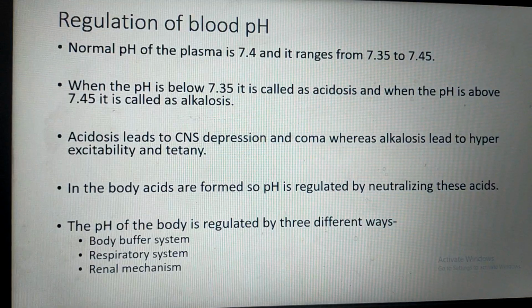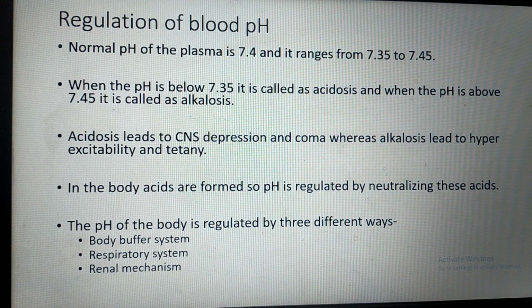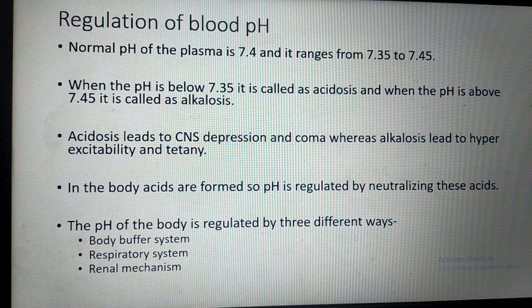each of these. First, you should know the normal pH of blood or plasma is 7.4. It ranges from 7.35 to 7.45. When the pH falls below 7.35, it is called acidosis, and when it increases above 7.45, it is called alkalosis. Both have some deleterious effect on our body. Like acidosis leads to CNS depression and coma, whereas alkalosis leads to hyperexcitability and tetany.